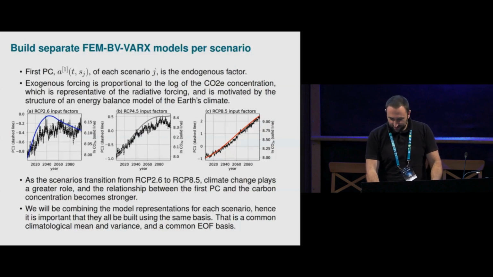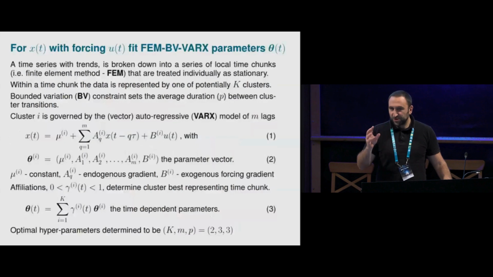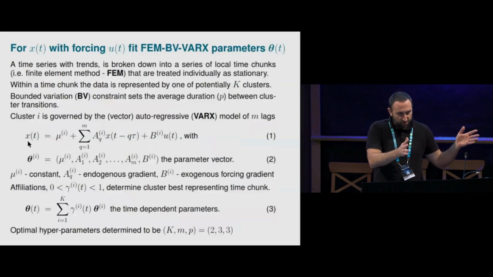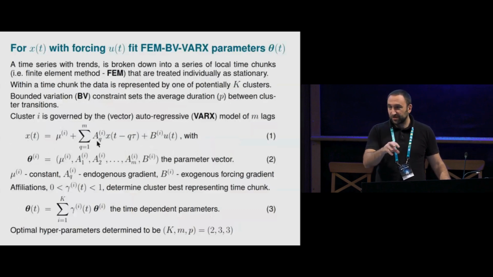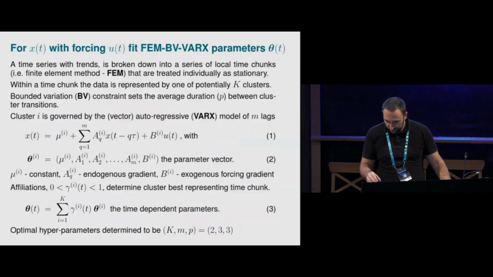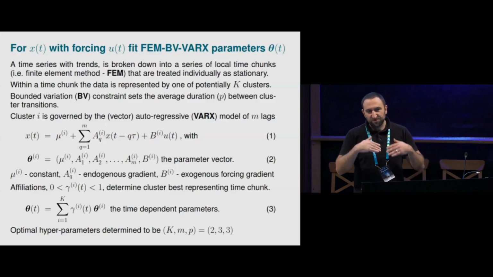I'll show you what the model looks like, maybe a bit clearer. So essentially our x of t are our principal components. We do this for each scenario separately. It's modeled by a constant offset plus a coefficient multiplying the time series of previous instances in time. That's the vector autoregressive part. And then we have another coefficient b, which is effectively the climate sensitivity of the model it's trying to represent, multiplied by u, which is the carbon equivalent concentrations. And the superscript i's are because we have multiple vector autoregressive models that are switching from one to the next.